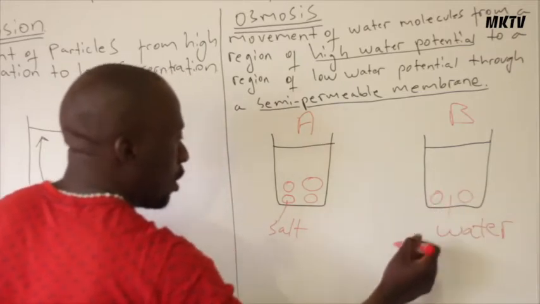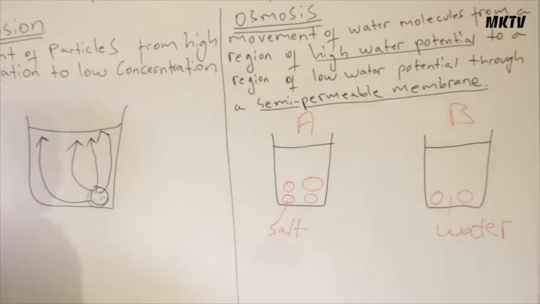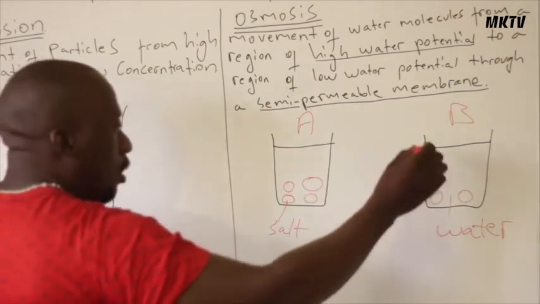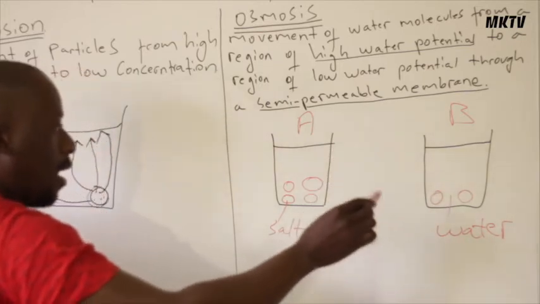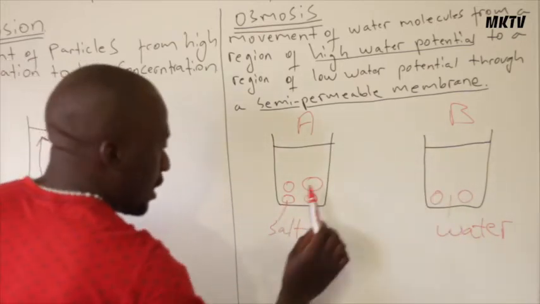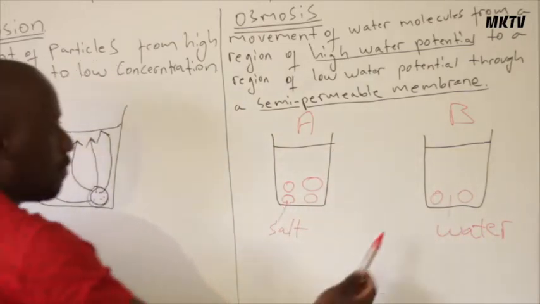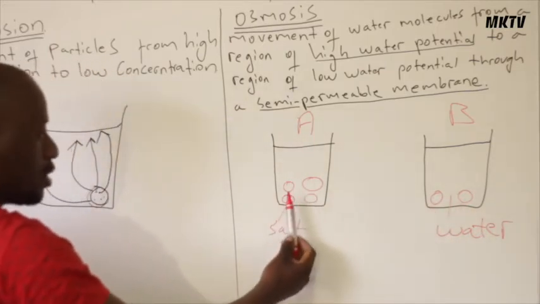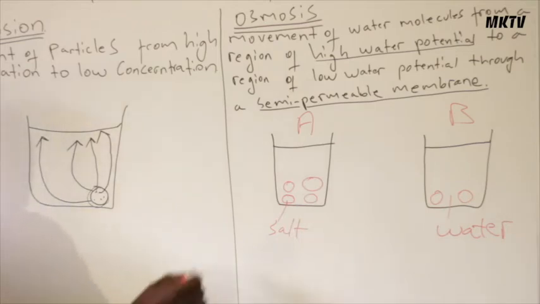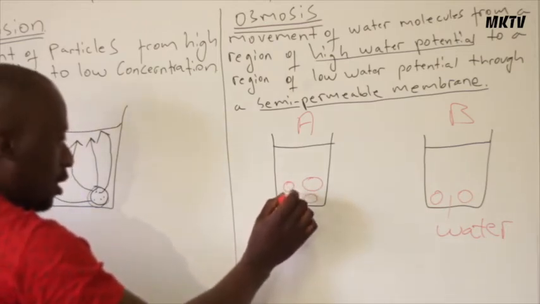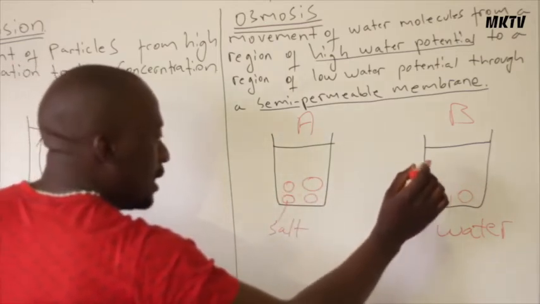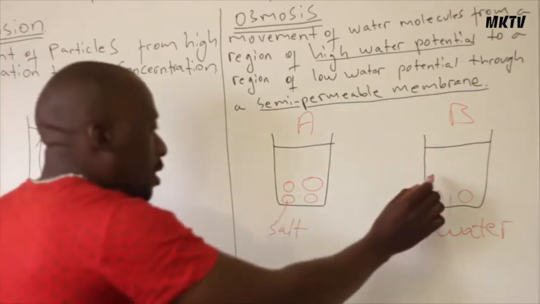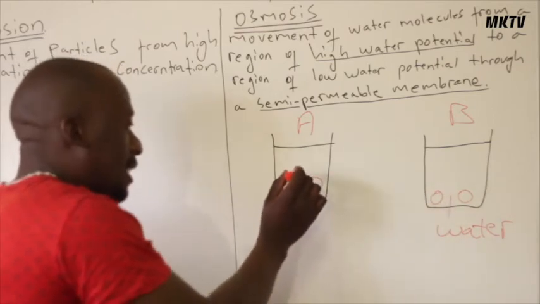Now, even in here, I can put salt. Here I have 2 particles of water. This is no longer pure water, which means the water potential is not high. But comparing these 2 beakers, you can see that here I have 2 particles of salt and here I have more particles, which means 4. So the concentration of salt here is more than in that container, which means the water potential here is higher than in here.